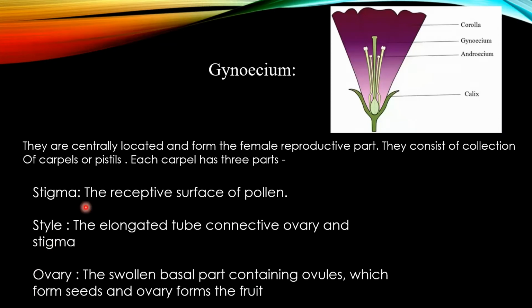Now comes the last whorl of the flower, gynoecium. They are centrally located and form the female reproductive part. They consist of a collection of carpels or pistils. Each carpel has three parts: stigma, the receptive surface of pollen; the style, the elongated tube connecting ovary and stigma; and now the last is ovary, the swollen basal part containing ovules, which form seeds, and the ovary forms the fruit.